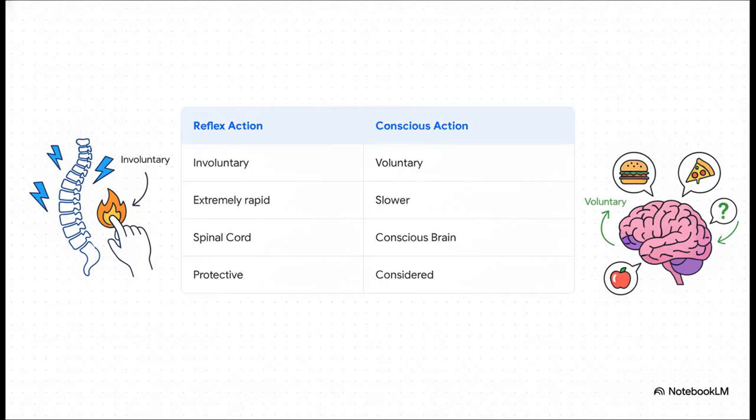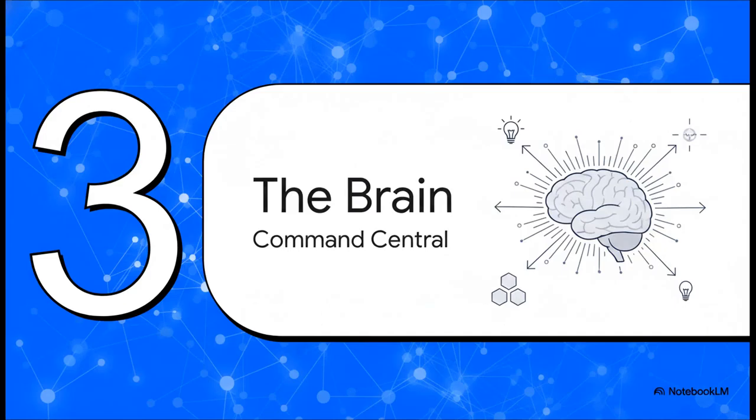And this table just lays it all out perfectly. A reflex, it's involuntary, ridiculously fast, and uses the spinal cord as a shortcut. A conscious action, like choosing a playlist, that's voluntary, way slower, and has to go all the way to the conscious brain for a decision. One is for pure survival, the other is for everything else. So, we've nailed the automatic pilot system. Now, let's head up to the main control room where all the big decisions are made.